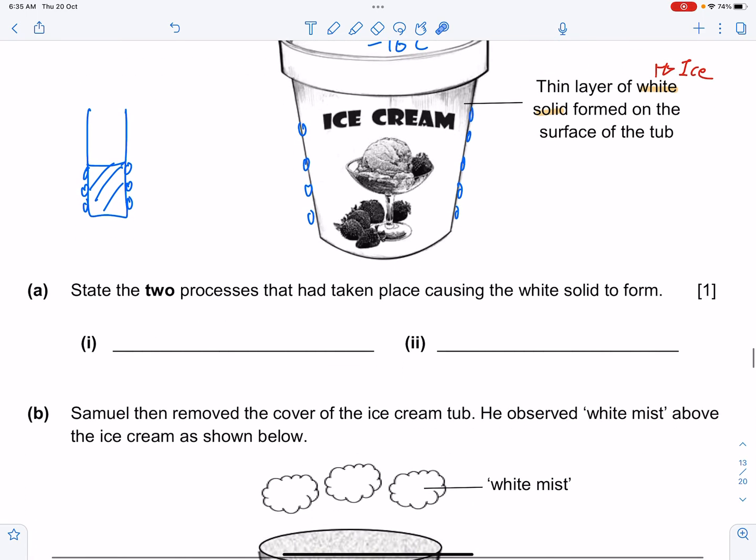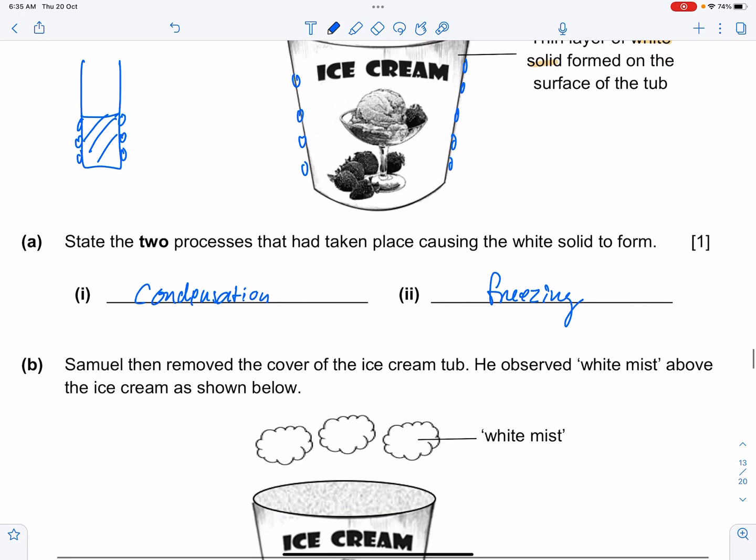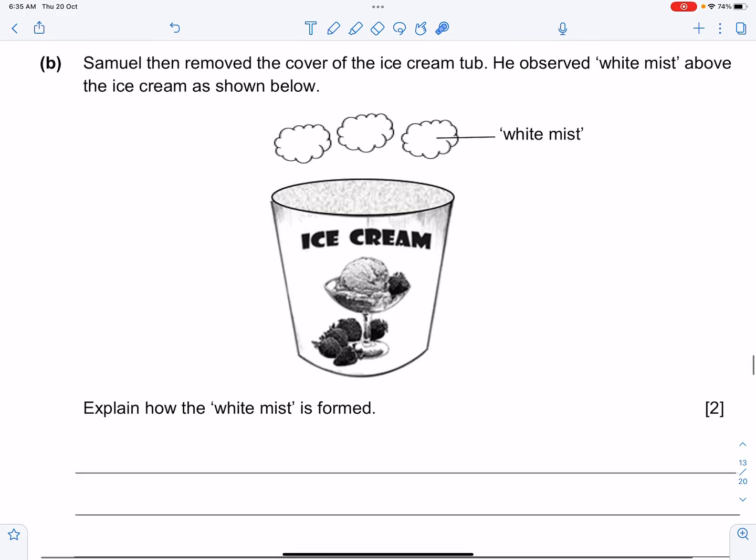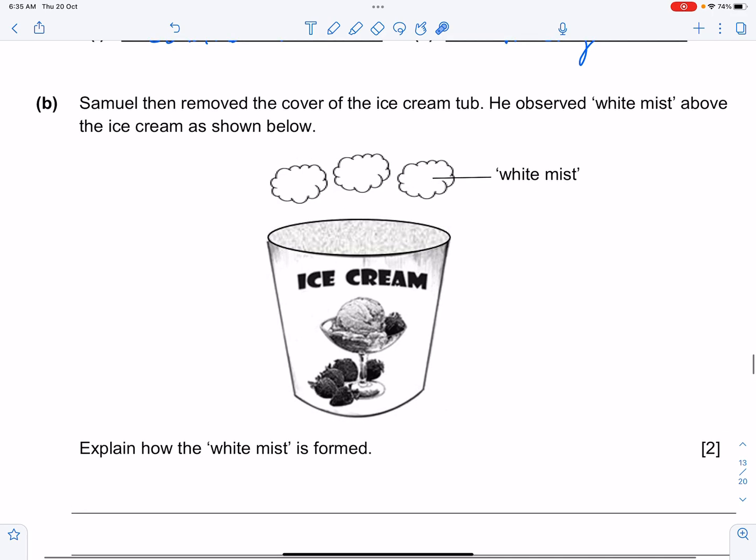Okay, so the first thing that we need would be your condensation, correct? To get your liquid droplets. Then the next thing we need would be your freezing process to get the white solid. Okay? Now, then they tell you, Samuel then removed the cover of the ice cream tub. He observed white mist above the ice cream as shown above. Explain how the white mist is formed.